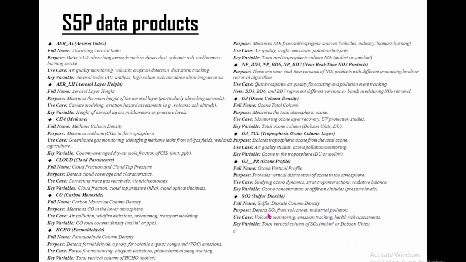Sulfur dioxide, again in terms of column density. It detects sulfur dioxide emitted from volcanoes or industrial pollution or wherever there is fossil fuel being burned. It is used for volcanic monitoring because that is where sulfur dioxide is emitted. Also for tracking emissions along transportation networks, and for socio-economic studies like health risk assessments. What it measures is the total vertical column of sulfur dioxide in terms of either ppb or Dobson units.